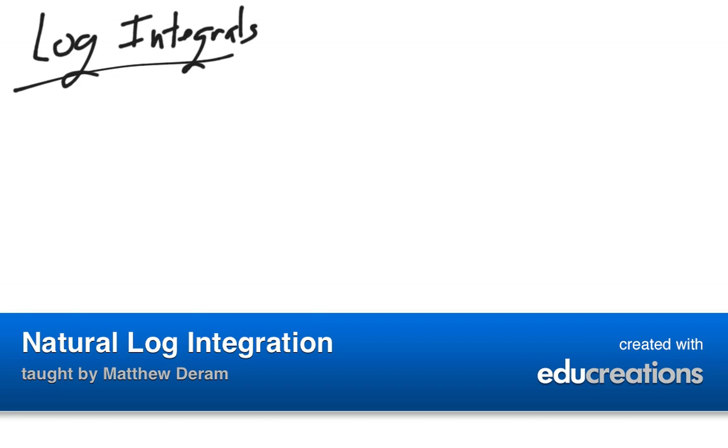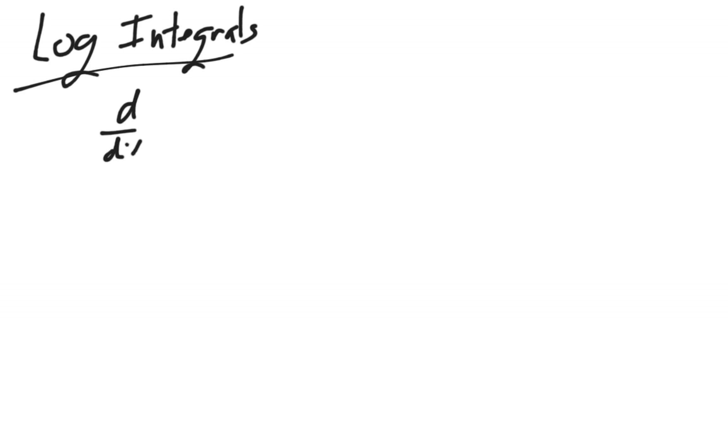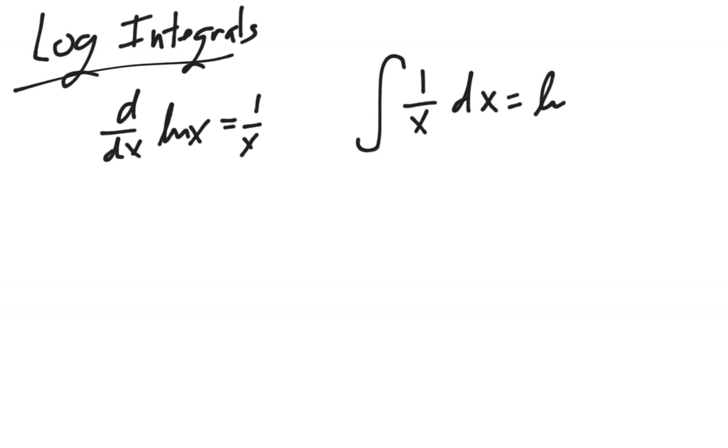This video is on natural log integration. So basically, remember that the derivative of the natural log of x was 1 over x. Therefore, pretty straightforward, the integral of 1 over x dx is simply the natural log of x plus c.